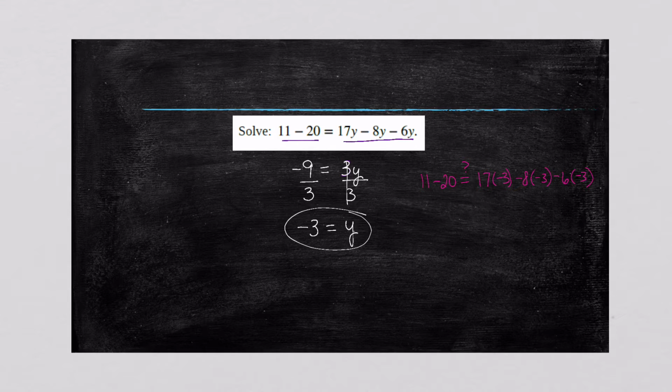Okay, 11 minus 20 is negative 9. 17 times negative 3 is negative 51. Negative 8 times negative 3 is a positive 24. And negative 6 times negative 3 is a positive 18. So now it's a matter of combining negative 51 and a positive 24. And you get negative 27 plus 18. Now combining those right here, I do get negative 9. So negative 9 equals negative 9. I know that y equals negative 3 is my solution.